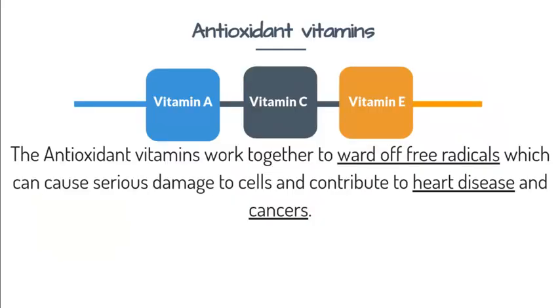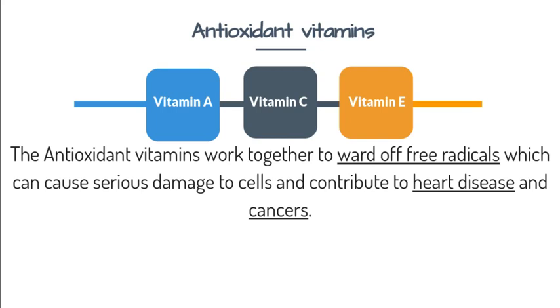Moving on to the antioxidant vitamins. So the antioxidant vitamins work together to ward off free radicals, which can cause serious damage to cells and can contribute to heart disease and cancer. So our antioxidant vitamins are vitamin A, C and E, and that's how all three of these nutrients work together. So in this instance, I'm not talking about each of the individual vitamins. I'm talking about how all three of these vitamins work together.